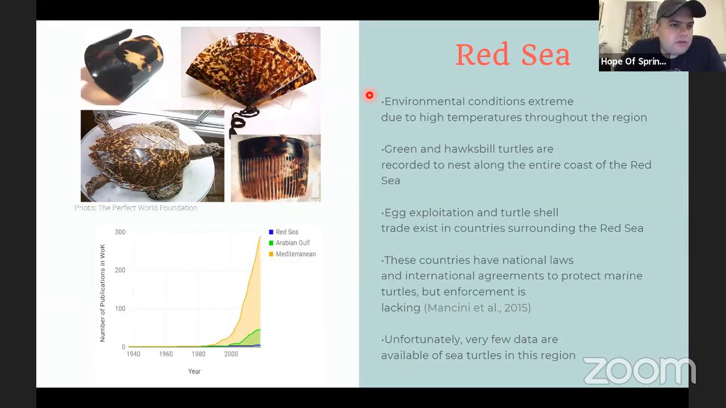Okay, just a small question from Alex. You mentioned no nesting in Jordan, but is there any no nesting elsewhere in the Gulf or Aqaba?